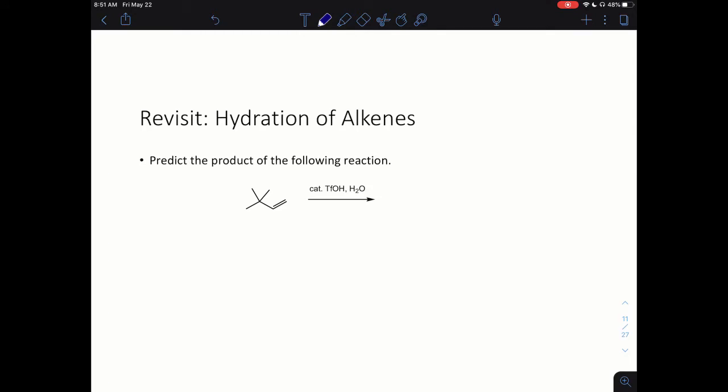Speaking of review, let's revisit the hydration of alkenes. This is one of the reactions that proceeds via carbocations. So please pause again and propose a complete curved arrow mechanism and predict the product of this transformation.